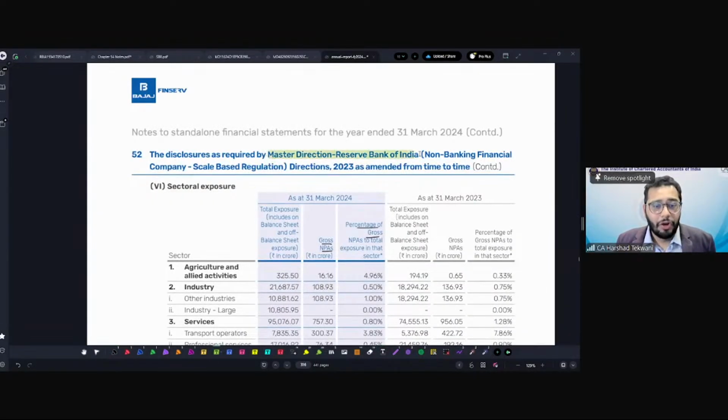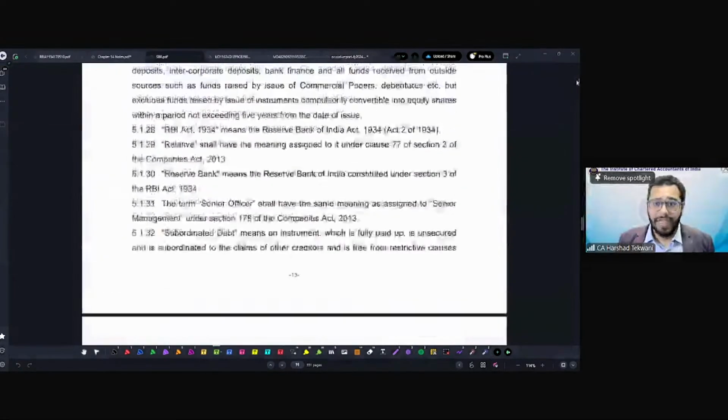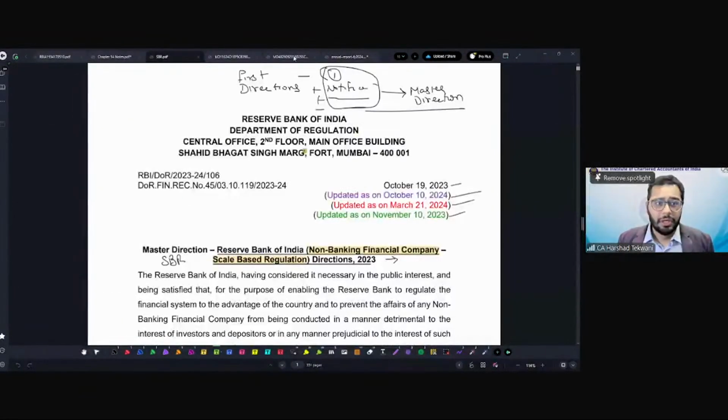Master Direction, Reserve Bank of India, Non-Banking Financial Companies Scale-Based Regulation, Directions 2023. Remember, we discussed the SBR directions. Yesterday, I showed you the SBR directions. This one: Reserve Bank of India, Master Direction, Non-Banking Financial Company, Scale-Based Regulation Direction 2023. We are reading that only. That's why it's important for us to understand from where what is coming.